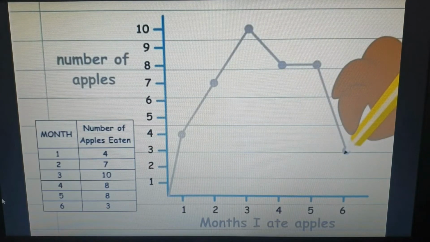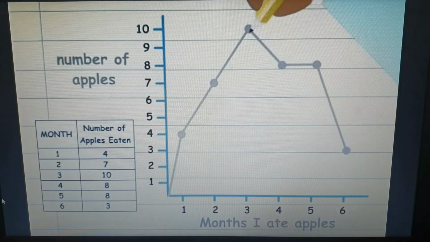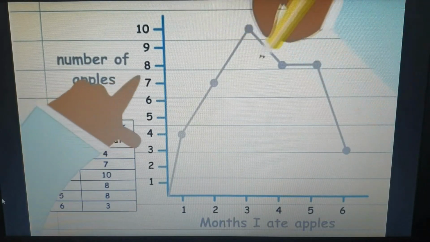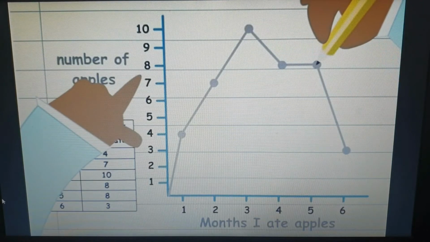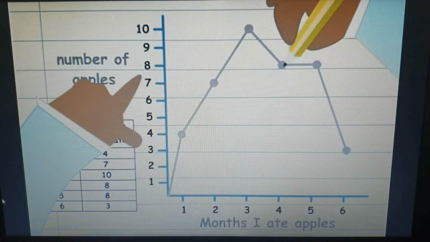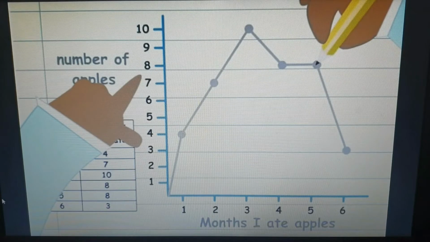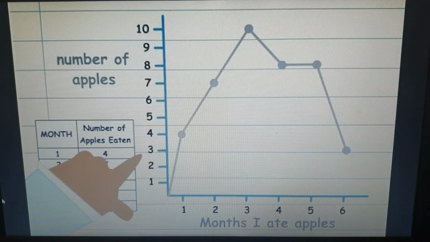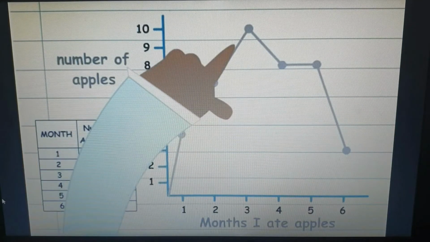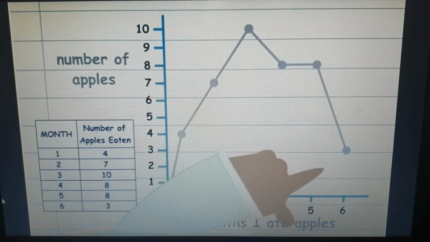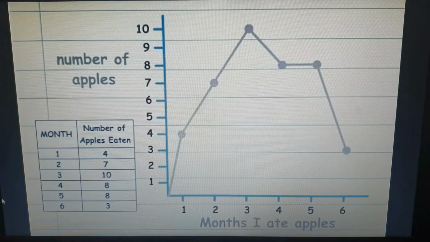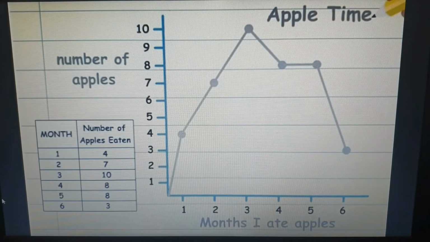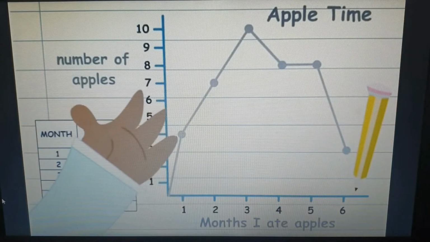In this line graph, it is easy to see that I ate the greatest number of apples during the 3rd month, 10 apples, and I ate the same number of apples in the next 2 months. I know this because the line doesn't go up or down, it goes straight across. And in the final month, I ate the least number of apples, only 3. Look how many more I ate in this month than I did in this month. All we need to do now is add our title, Apple Time, and done. The perfect line graph.